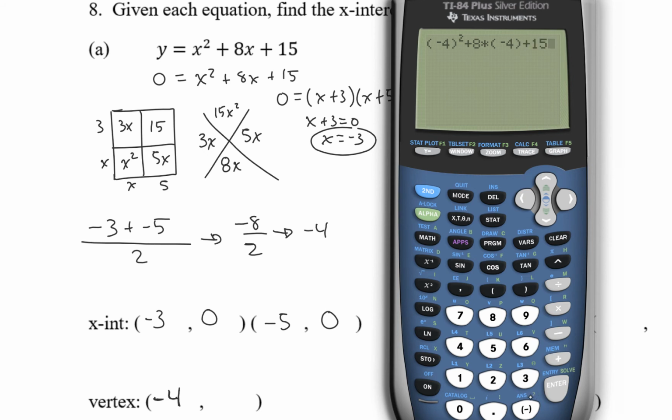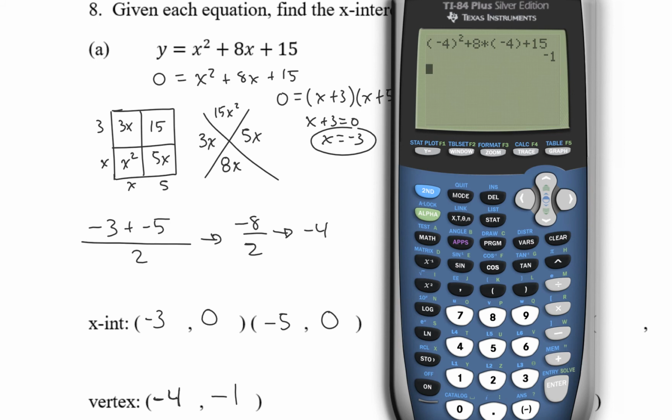So when I plug in that x is negative 4, it's giving me that y is negative 1. So I now know that my vertex is happening at negative 4 comma negative 1. And I can also see that my x-intercepts are at negative 3 and negative 5.